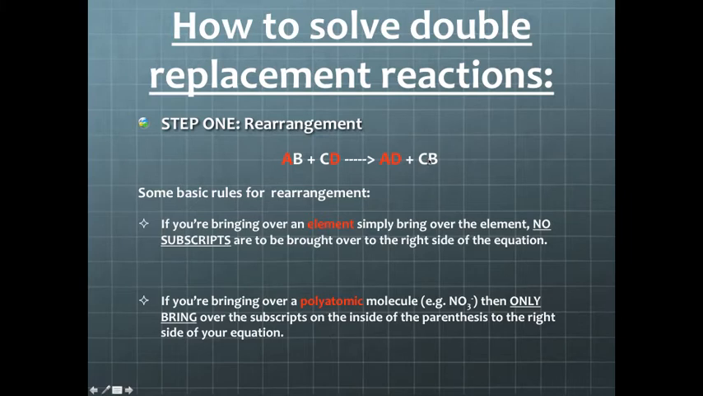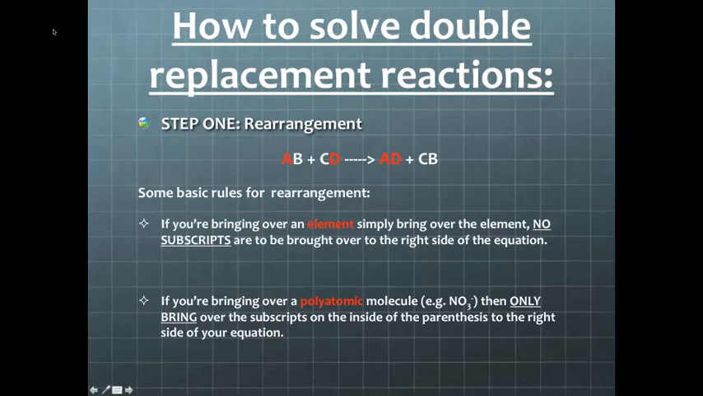So let's go over some of the basic rules for rearrangement. If you're bringing over a regular element, then you simply bring over the element. There are no subscripts to be brought over to the right side of the equation. If you're bringing over a polyatomic molecule, though, something like nitrate, NO3-1, then only bring over the subscripts on the inside of the parentheses to the right side of the equation.